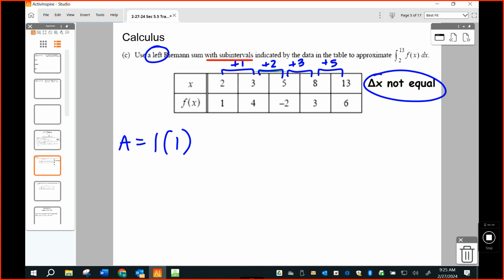Wow. There was one of the 3. I'm glad we're doing this together. All right, so that's the area of the first rectangle. It's 1 by 1. Second rectangle goes from 3 to 5.